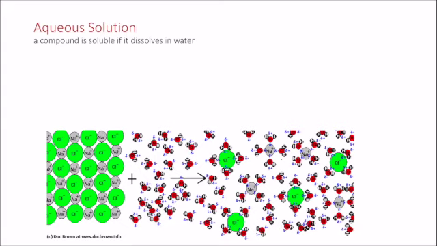So an aqueous solution is a compound that is soluble and does dissolve in water. Table salt does dissolve in water, and you could indicate this with the physical state AQ. But how about if a compound does not dissolve in water? Any compound that does not dissolve in water is called insoluble.